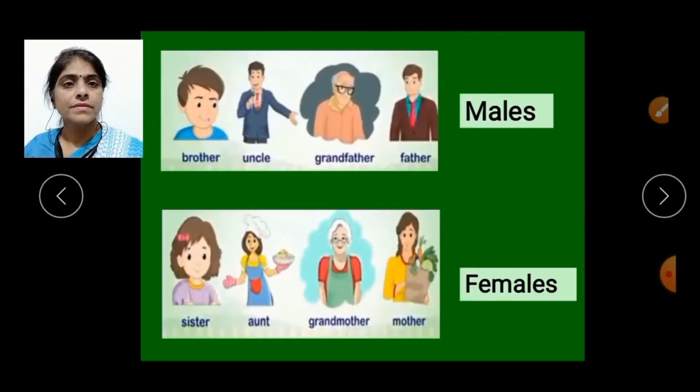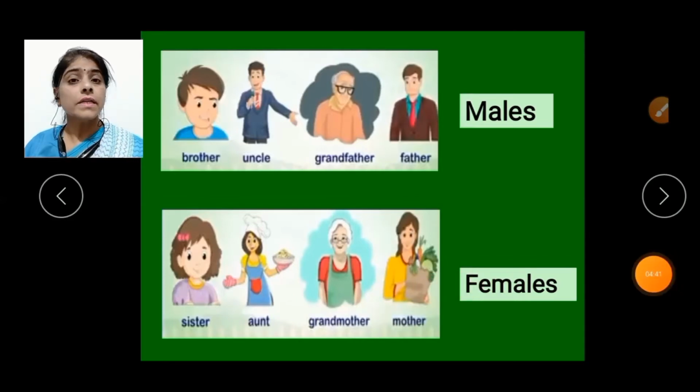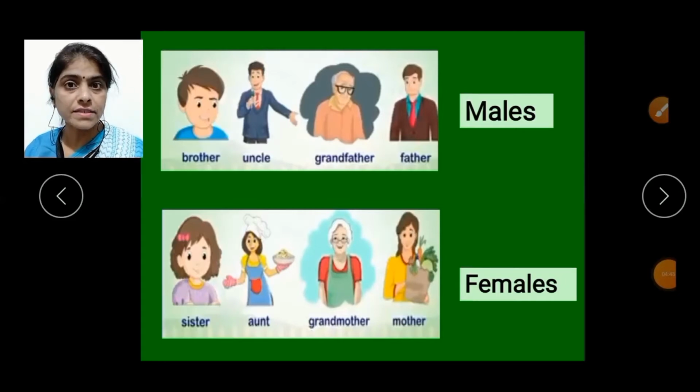Here you can notice brother, uncle, grandfather, father, they all refer to males. And sister, aunt, grandmother and mother, they all refer to females. There is a biggest difference between them. And the difference is to have different gender. Males and females both are having different genders.